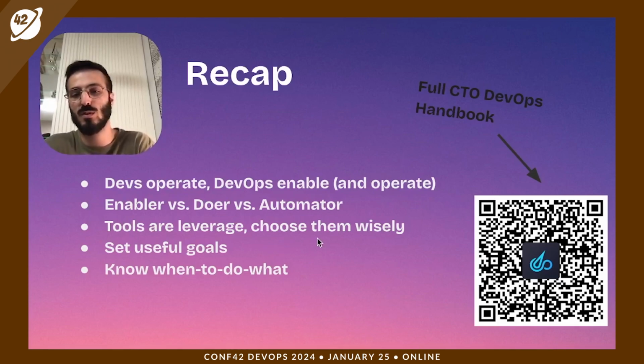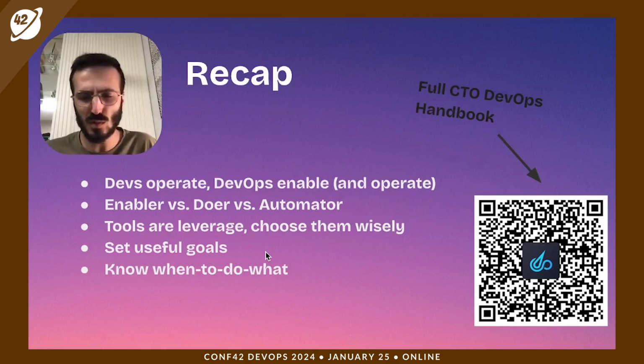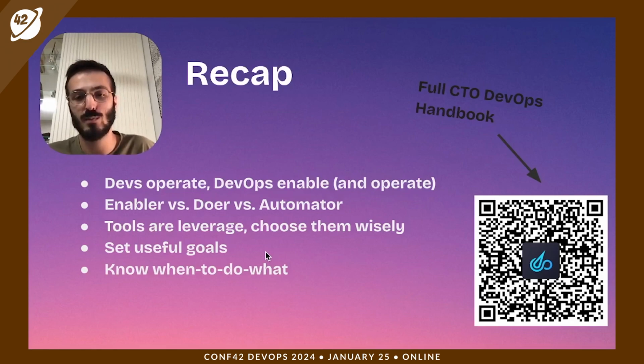Tools are leverage. Use them wisely. Tools can be a huge time saver. They can also slow down your operation to such an extent that it's detrimental. Set useful goals. If you want to be able to work, you have to have goals to work towards. When it comes to DevOps, there are very useful goals that you can set, and of course they depend on your roadmap, your company's requirements, and so on. We mentioned the one-click environment and splitting shared and specific resources. And the last thing is know when to do what. Again, there are more examples in the handbook.